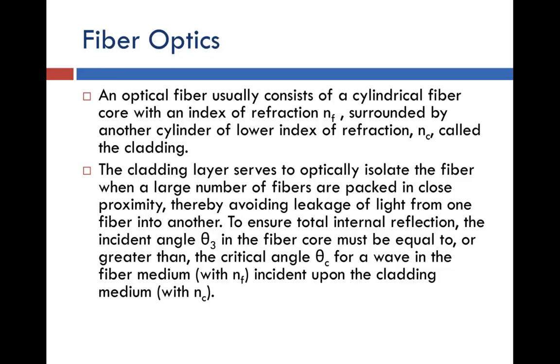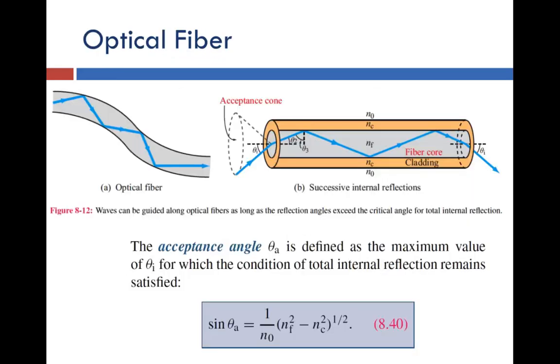So basically what you want to do is propagate light down the fiber, and we'll refer to the next slide to see a picture of this. But in order to ensure total reflection, you have to have the incident angle in the fiber core equal to or greater than the critical angle. Otherwise, the wave would just leak right out of the fiber cable. So let's look at a picture of this.